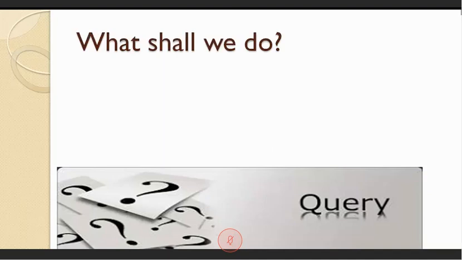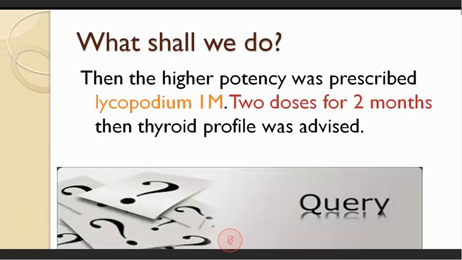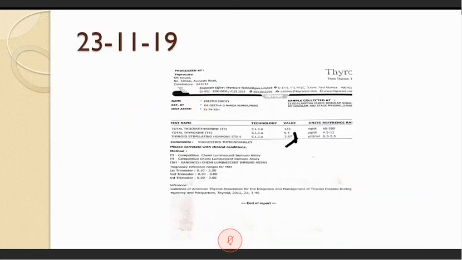So what shall we do for this case? As Dr. Harsha said, a higher potency was prescribed. Lycopodium 1M was given, 2 doses for 2 months. Then the thyroid profile was advised after 2 months. After 2 months of it, the TSH level came down to 3.8 on 23rd November 2019. Is it visible? So this is the power of potency.